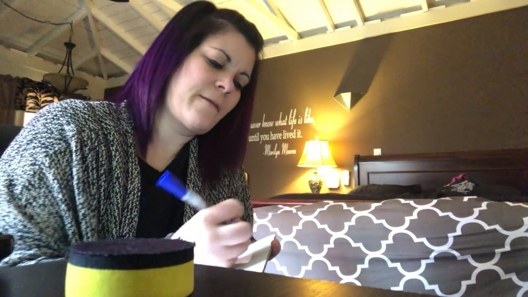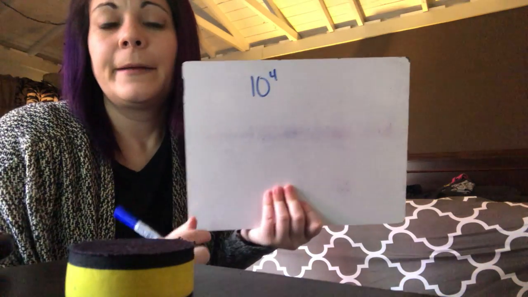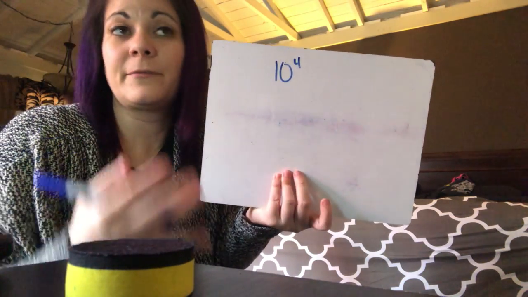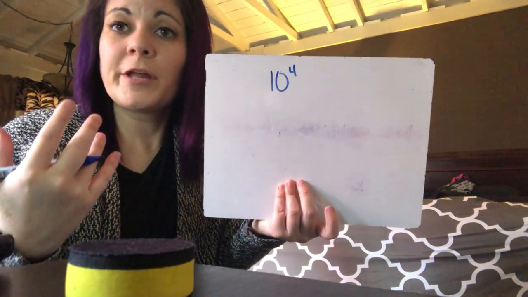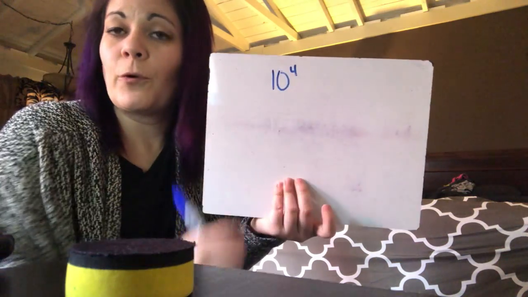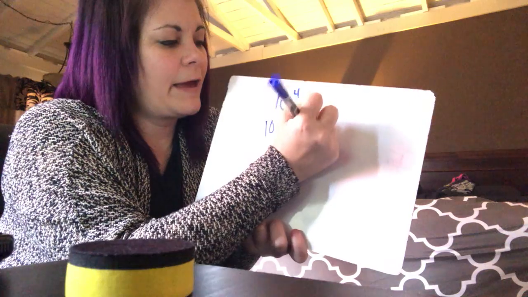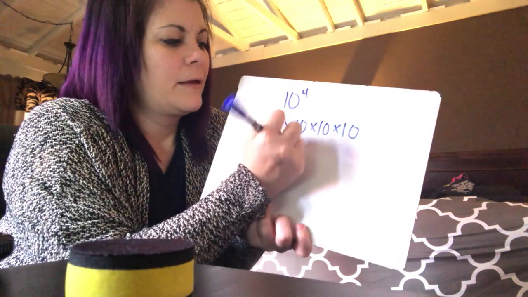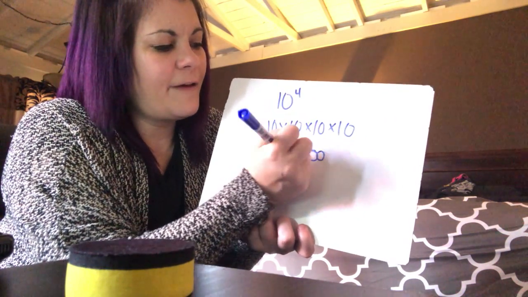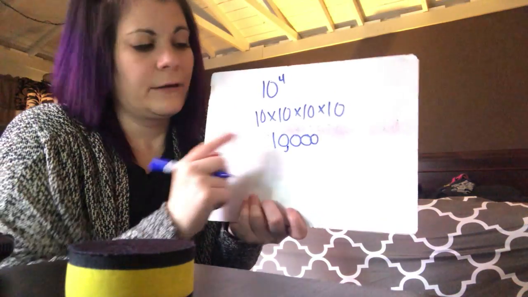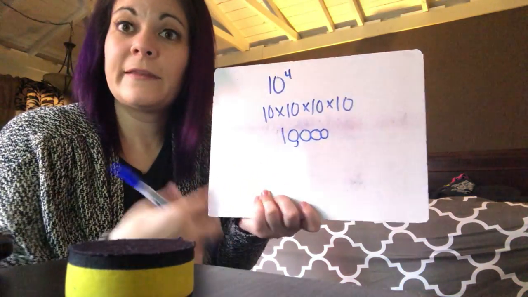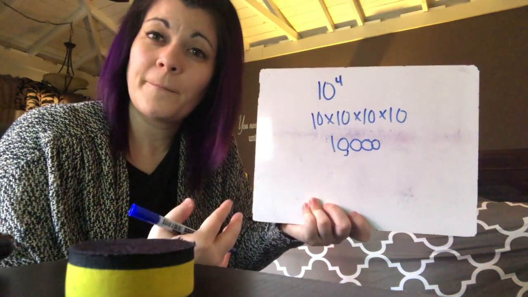So powers of 10: multiplying by powers of 10, like 10 to the fourth power, means 10 times 10 times 10 times 10. A little trick: that means a 1 with 4 zeros behind it. Well, 10 times 10 times 10 times 10 is, in fact, 10,000. 1 with 4 zeros behind it. That's powers of 10, 10 to the 4th.